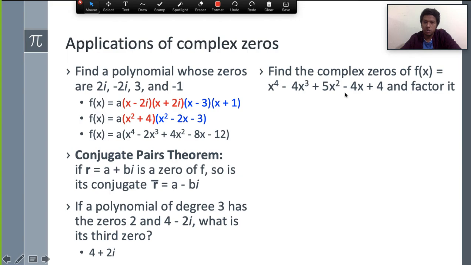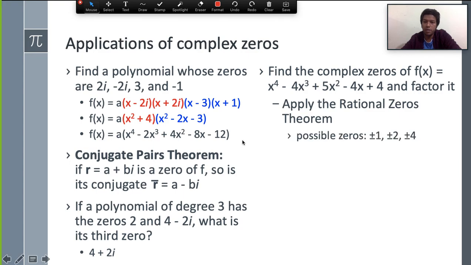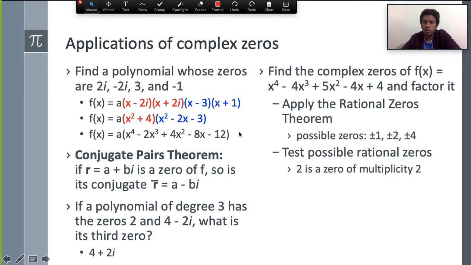Find the complex zeros of f of x and factor it. Apply the rational zero theorem to get the possible answers. This is how to find them using the rational zero theorem. First of all, we start from there. Then we'll try to factor it. So 2 is a zero of multiplicity 2.